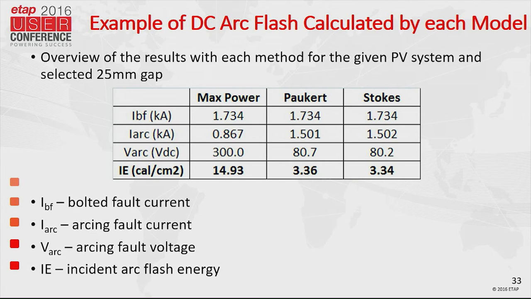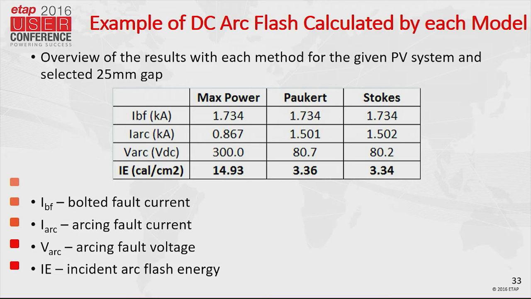The first one here is results with each method for our solar inverter for the given PV system and a 25 millimeter gap. For each of them, of course, the bolted fault current is the same, 1700 amps or so. Arcing fault current for the max power is half that value. Voltage across the arc for maximum power is half that value. Incident energy is 15 calories, roughly 14.93.